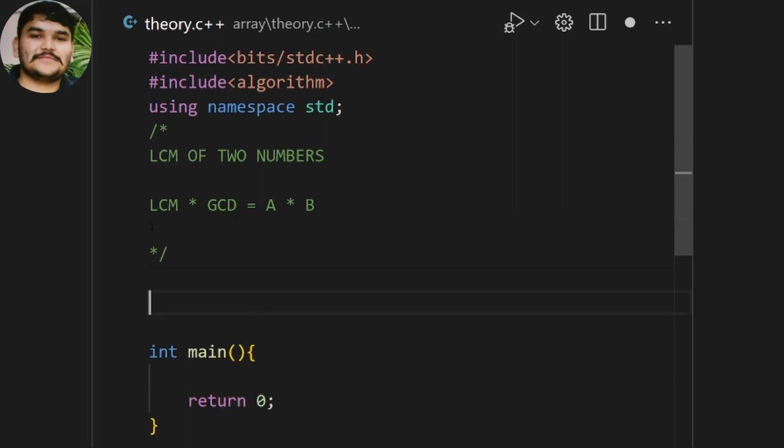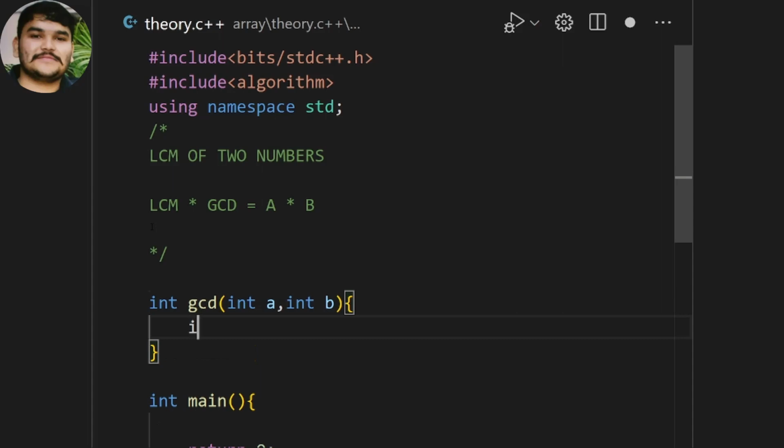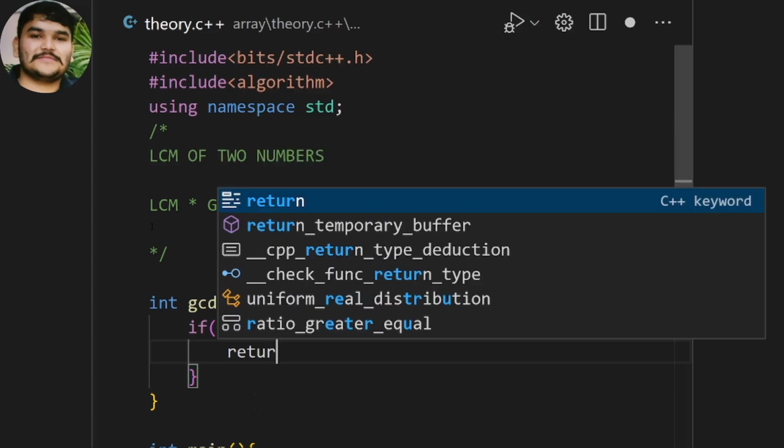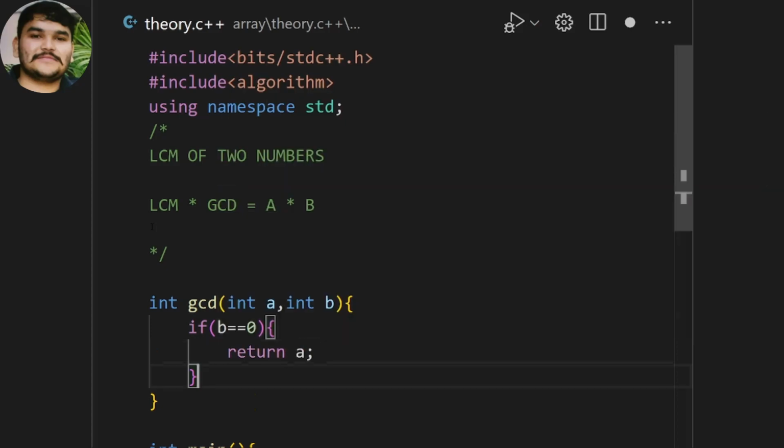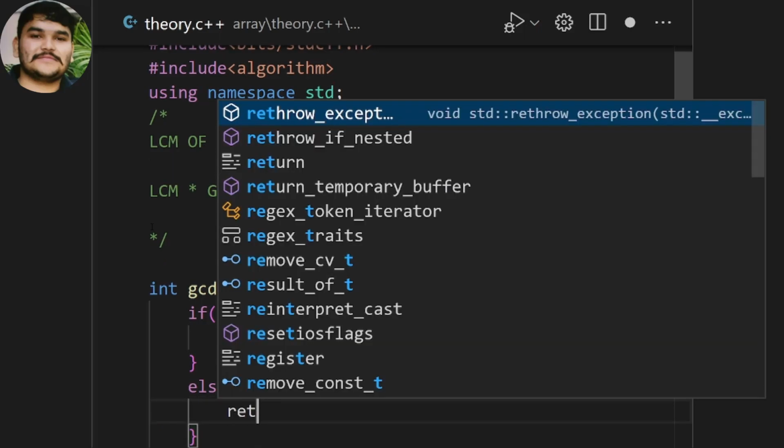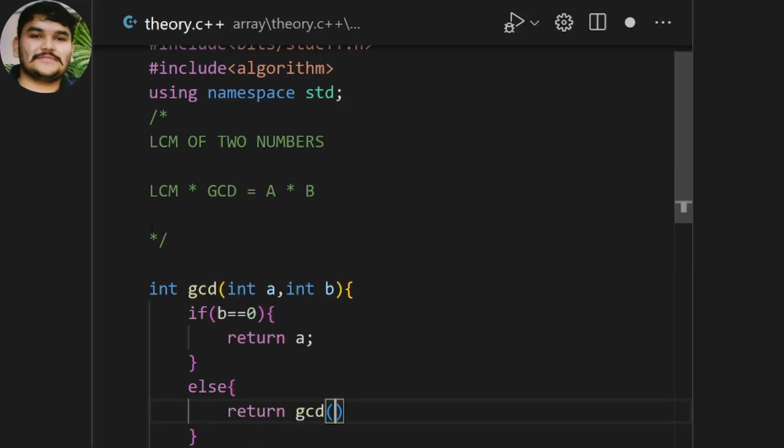We have to find the GCD first. So GCD of two numbers, that is A and B, and as we know, if B equals 0, we return A, meaning our GCD is A. But if it is not true, then we recursively call the function GCD and we return B comma A mod B. That's it. So this is the GCD function.